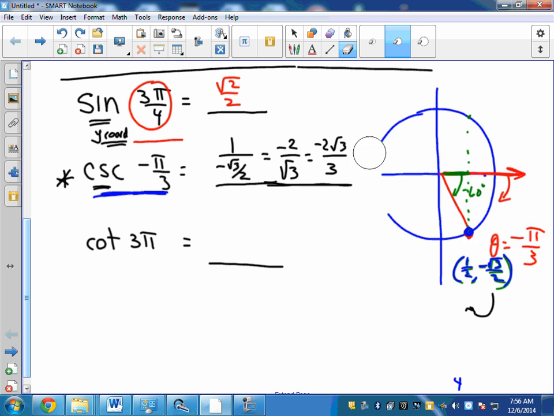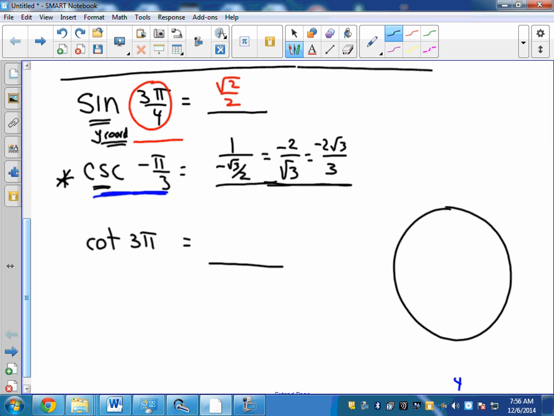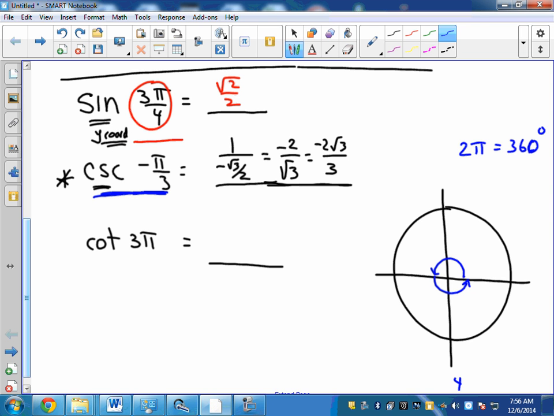And for the last one, let's go ahead and draw another diagram. We have the cotangent of 3 pi. Okay, so where on the circle are we? Let's see, we're going counterclockwise again. There's 1 pi. There's 2 pi's. 2 pi is 1 full rotation, 360 degrees. But now we're going 3 pi, so we come back around to here. So our terminal point is going to be the left side of the circle. The ordered pair there is -1, 0.